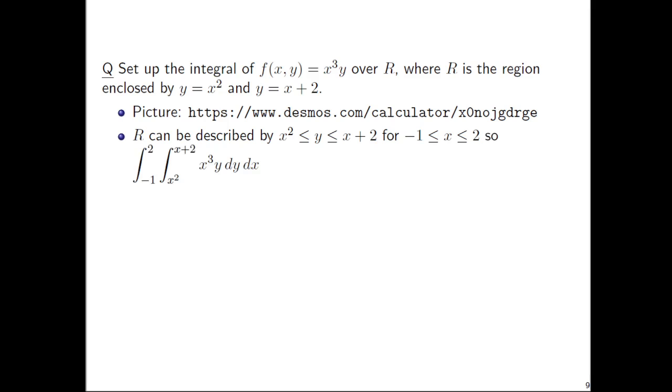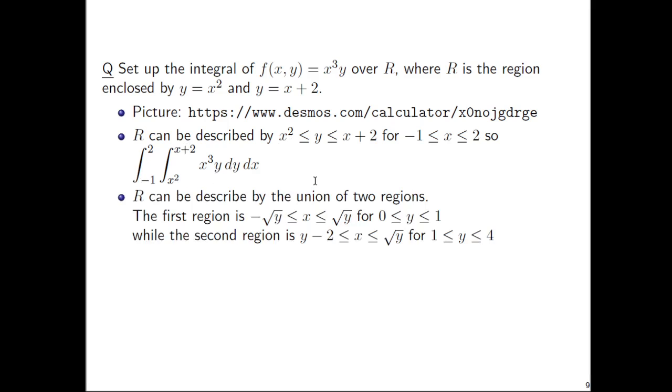Right, so we could do that and set up an integral that looks like this. The outside integral has to have the constants. Since y is bounded by functions, the outer integral is dx, from negative 1 to 2. So dx is the outer differential, and the integral sign says negative 1 to 2. Dy goes from x squared to x plus 2. Okay, so that works, but we can also describe R the following way.